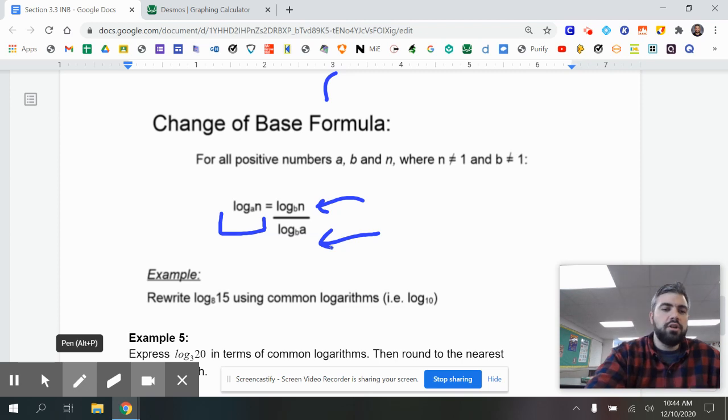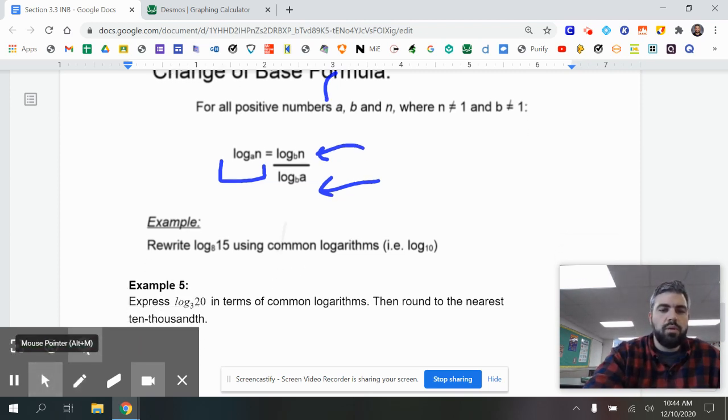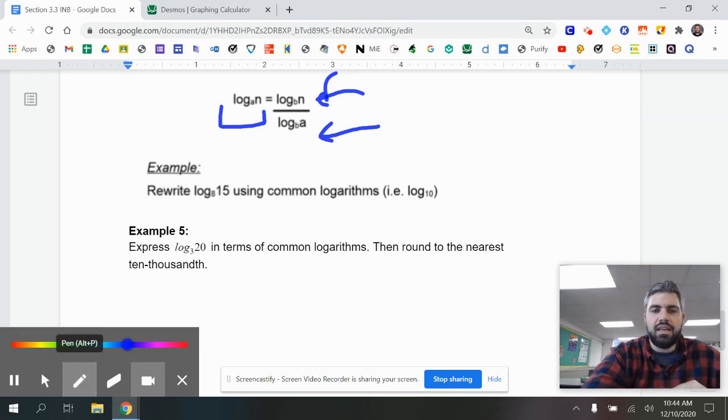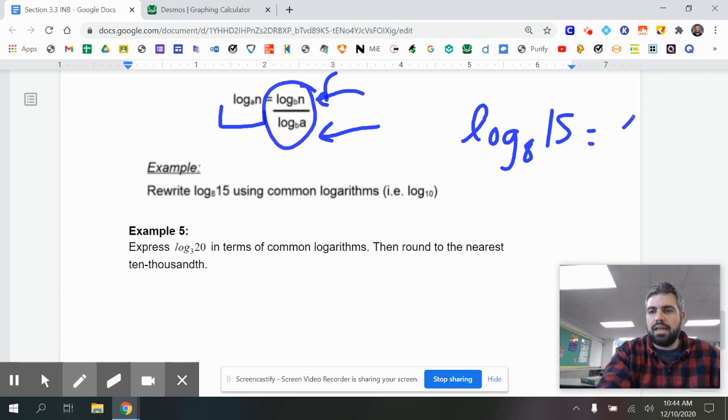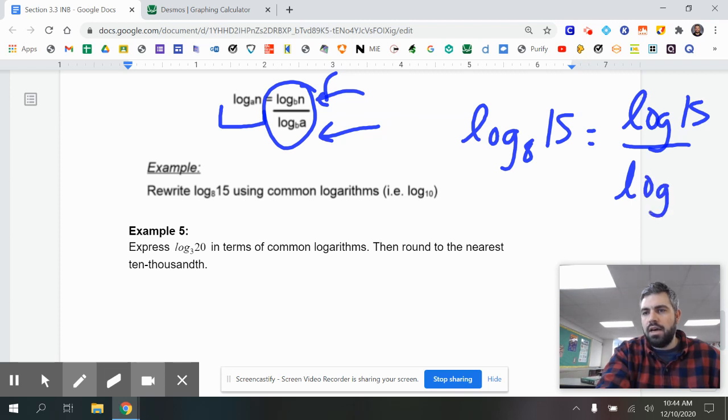So how can we use this? It says rewrite log base 8 of 15 using common logs. So log base 8 of 15 can actually be written as, notice in our example right here, it's log of a different base. So that's just common log, base 10, of n, which in our case was 15, divided by common log, base 10, of a, which in our case was our base, which is 8. So log 15 divided by log 8.